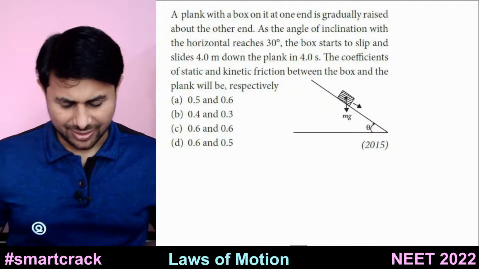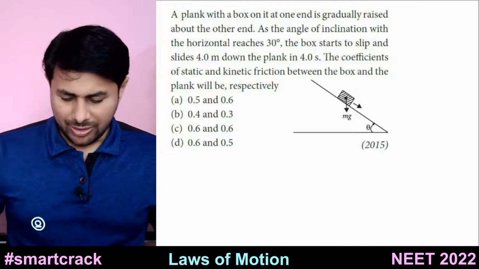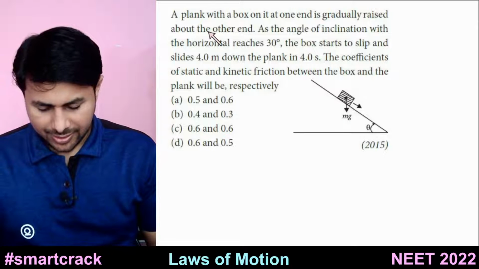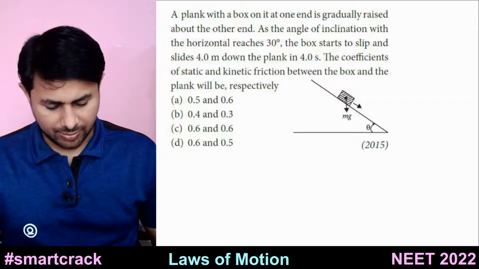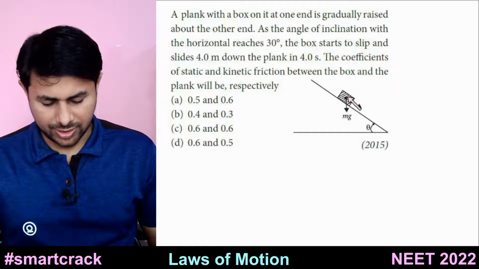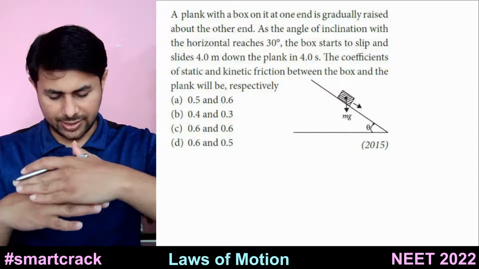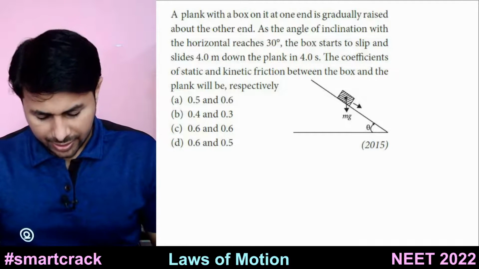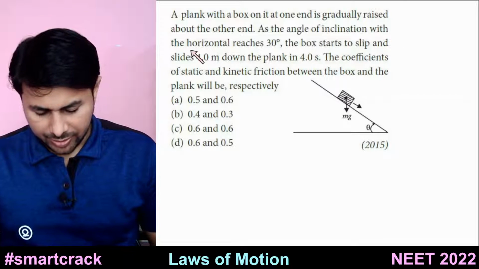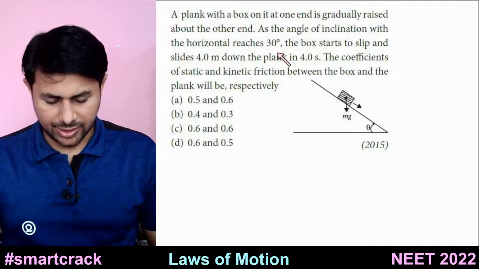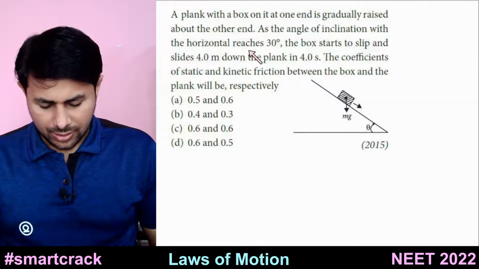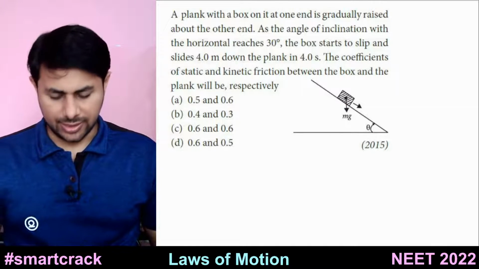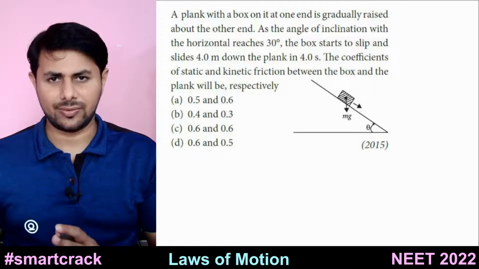All right, let's move on to the next problem. A plank with a box on it at one end is gradually raised about the other end. So we have this box, and there is a plank which is gradually raised like this. When the angle of inclination with the horizontal reaches 30 degrees, the box starts to slip. It starts to slip when theta equals 30 degrees. So theta is the angle of friction, right?